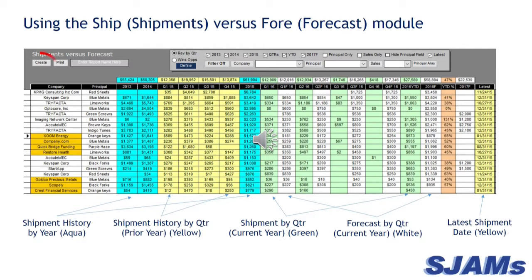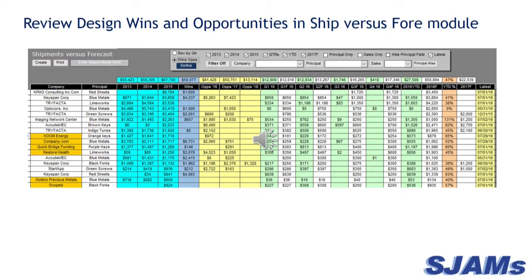The last point we want to make about this slide is the data is based on a temporary table. As opportunities, forecasts, or sales data is updated, users will need to hit the Create button in order to create a new Ship versus Fore table. Once again, it is a lot of data being processed, so creating a new Ship versus Fore table can take 30 to 45 seconds.